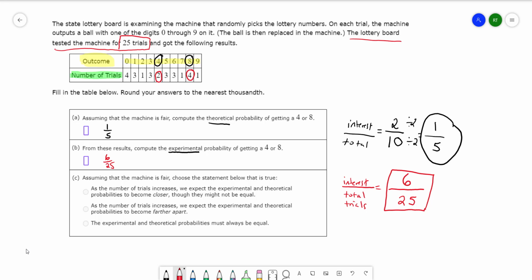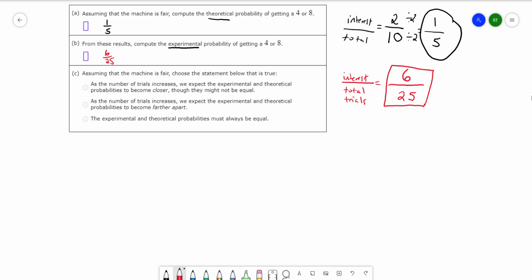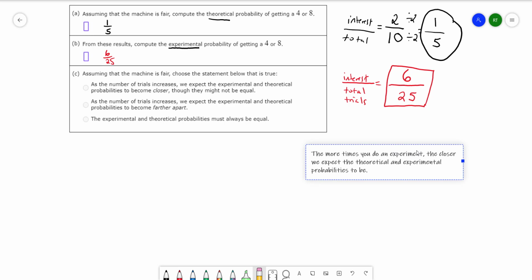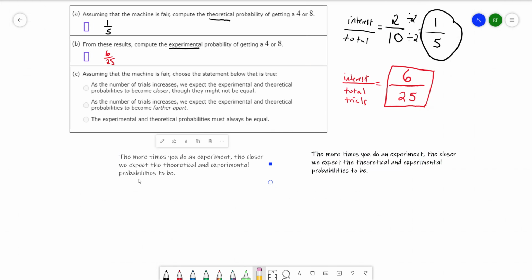For the last section, for part C, let me just scroll down a little bit. It says here, assuming that the machine is fair, choose the statement below that is true. And one thing I want you to recognize, so let me type this out, is that basically, the more you do an experiment, the closer we're going to expect the theoretical and experimental probabilities to be. Similar to that, another way to think of that same thing is the less times you do an experiment, the farther we expect the theoretical and experimental probabilities to be. Now notice that it says that we expect. That's a key word because it doesn't guarantee it, but that's the expectation. It's usually going to be the case, but it is possible that they are equal to each other, but it's not expected.